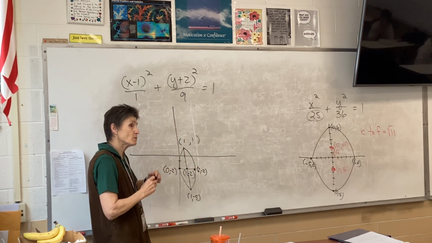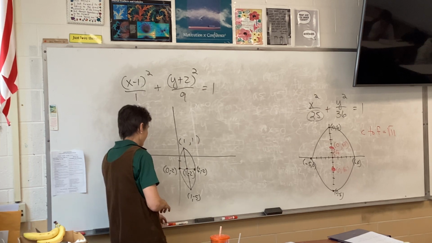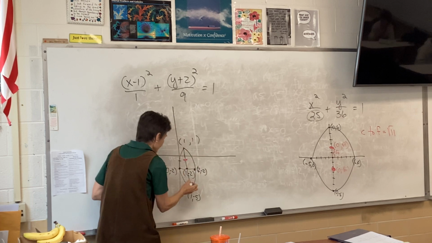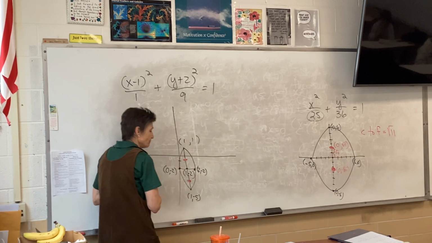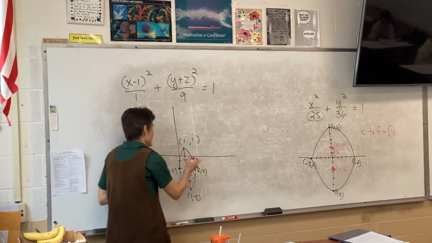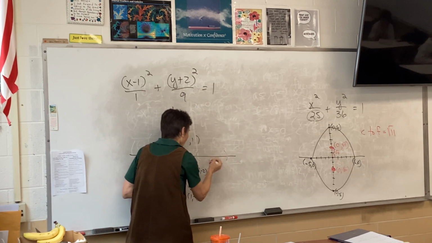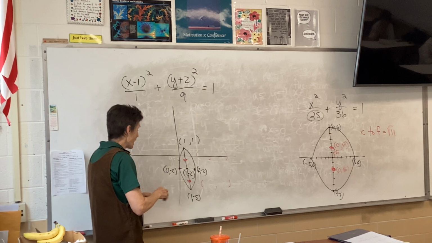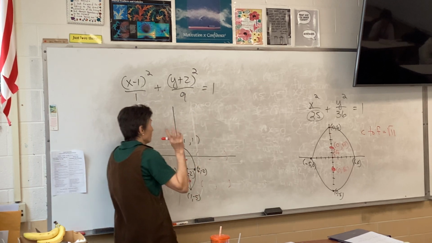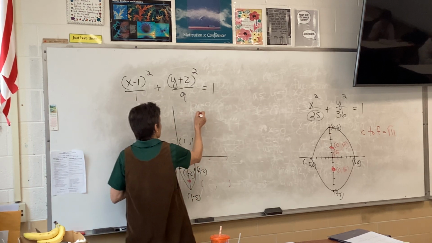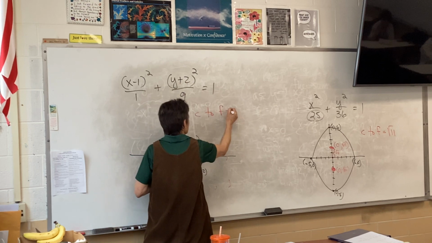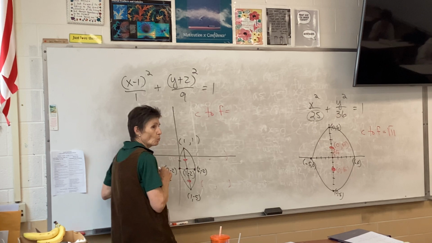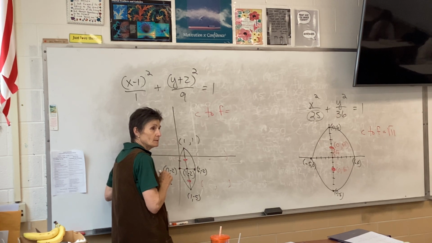Now, where are your foci always located? On the major axis. So I'm not sure exactly, I'm just going to put them on there. And now I need to figure out what they are. Okay? This is not hard. What's our little formula-like deal? The center to the focus in this problem is going to be what? The square root of 8?